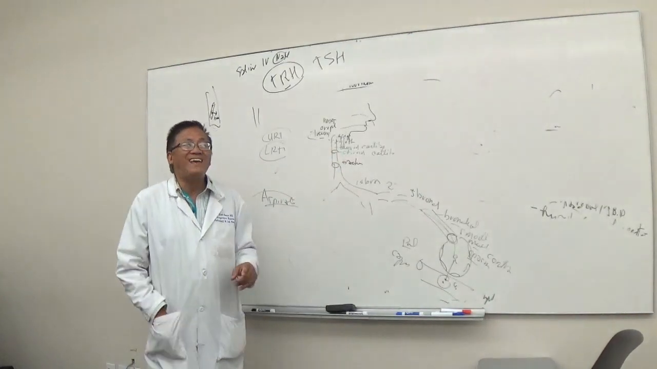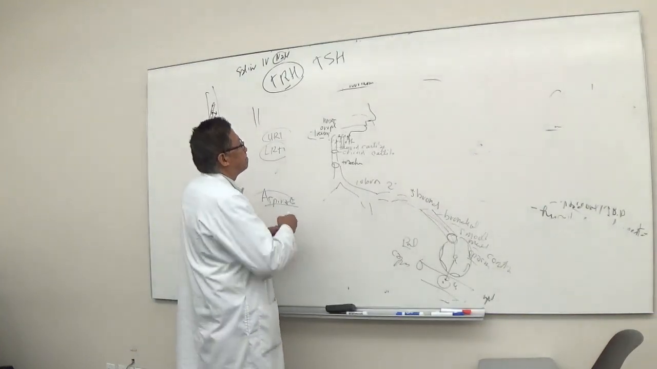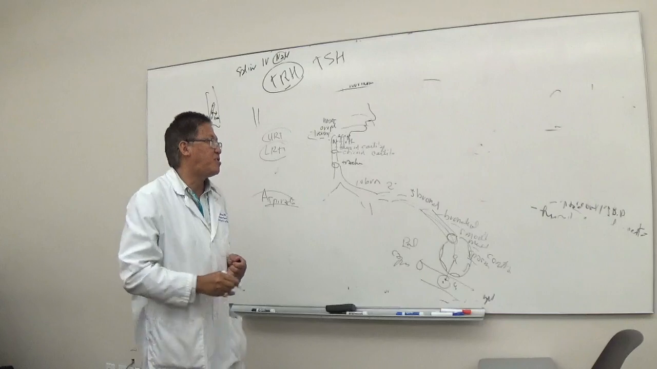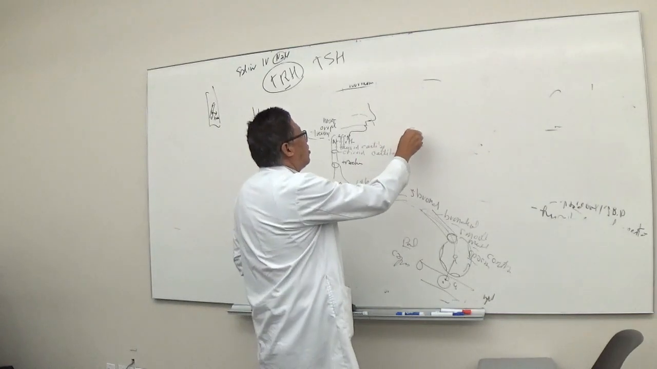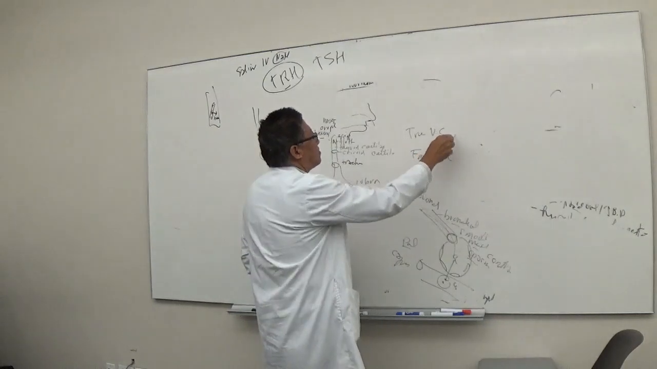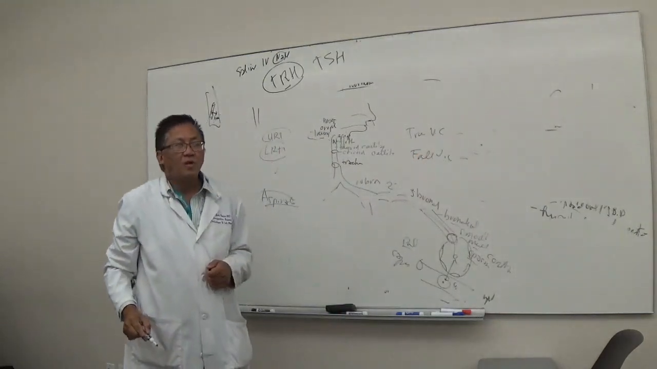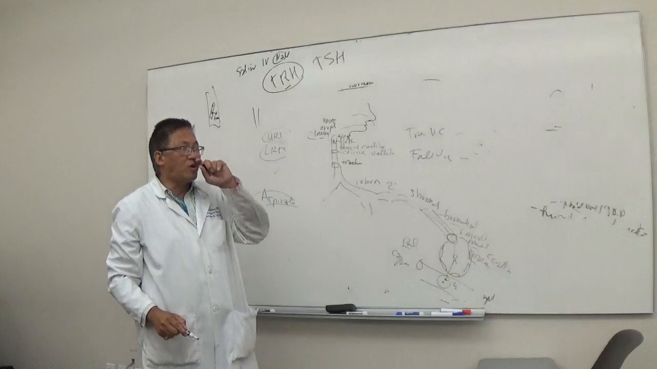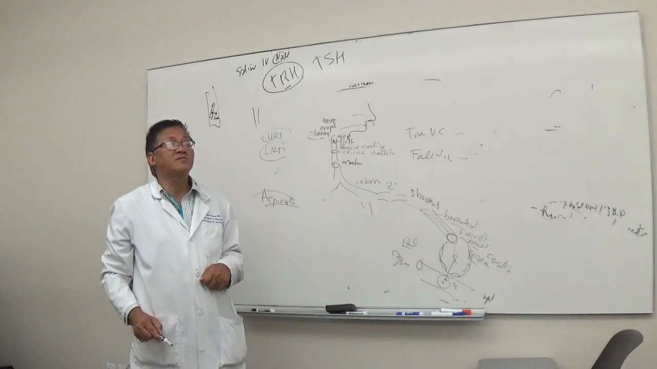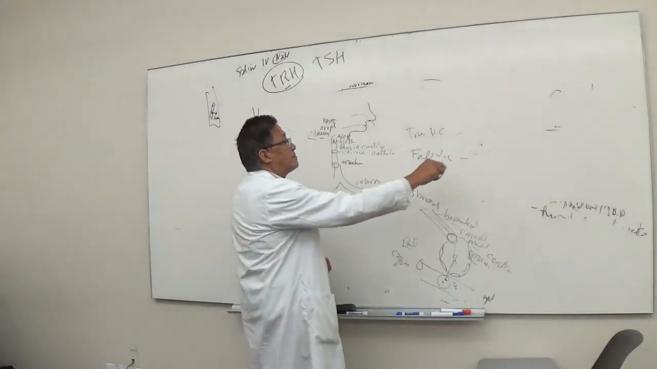Now, what is found in the glottis? Vocal cords. Vocal what? Which one is the true and which one is the false? True. And false? Which one is true and which one is false? Vocal cord? Which one is the false? Vestibular what?